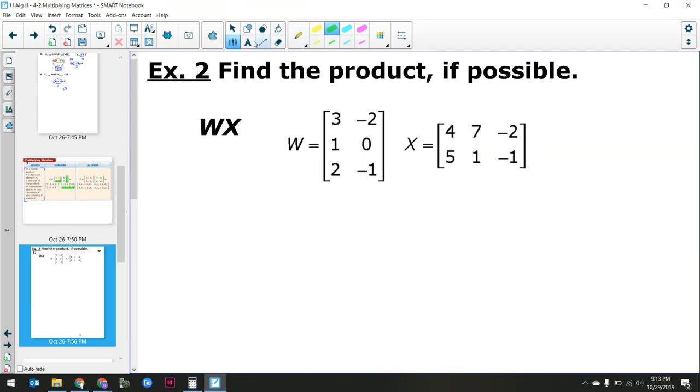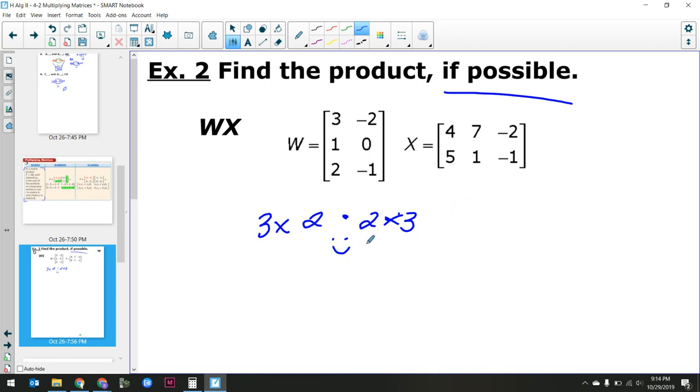All right, let's do this. My first thing that I want to check is, is it possible? W is a 3-row, 2-column matrix. X is a 2-row, 3-column matrix. Is this possible? Yep. If it's not possible, you could stop here. Maybe I should be making it the other way around, like, this is a frowny face that we have to do all this work now.